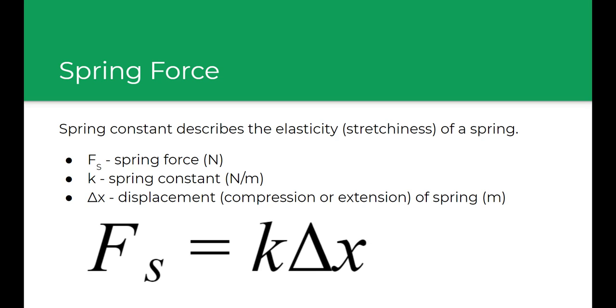Our second equation is to calculate spring force. Spring force is shown with a capital F and a subscript S. It's measured in newtons, like all forces are. And you can calculate it by multiplying the spring constant by the displacement. And the spring constant is K, and it's like the stretchiness of a spring. And so if you have a really, really large spring constant, that means the spring is very stiff. And if you have a low spring constant, that means that the spring is very stretchy.